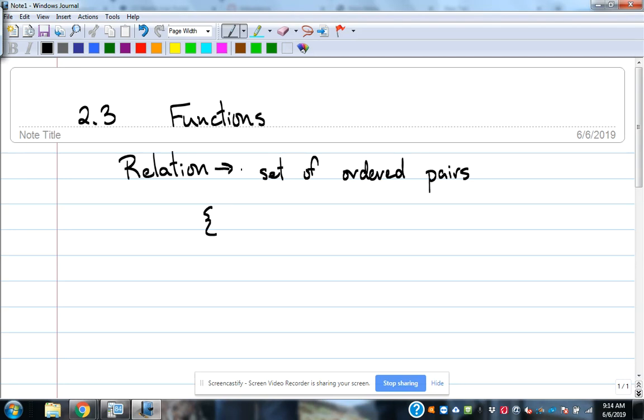So we're using the set braces. All that stuff we talked about with sets kind of comes into play here, but we don't do a ton of stuff like intersections and unions when we're talking about functions. But a relation is just a set of ordered pairs.